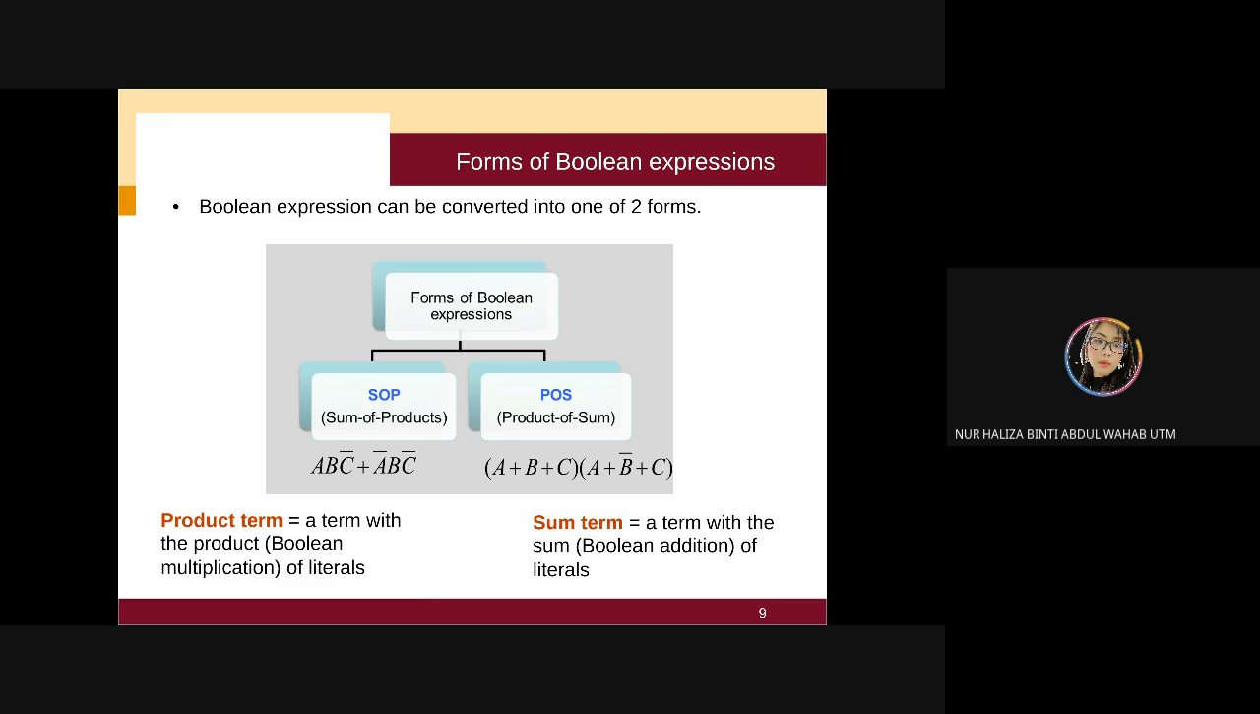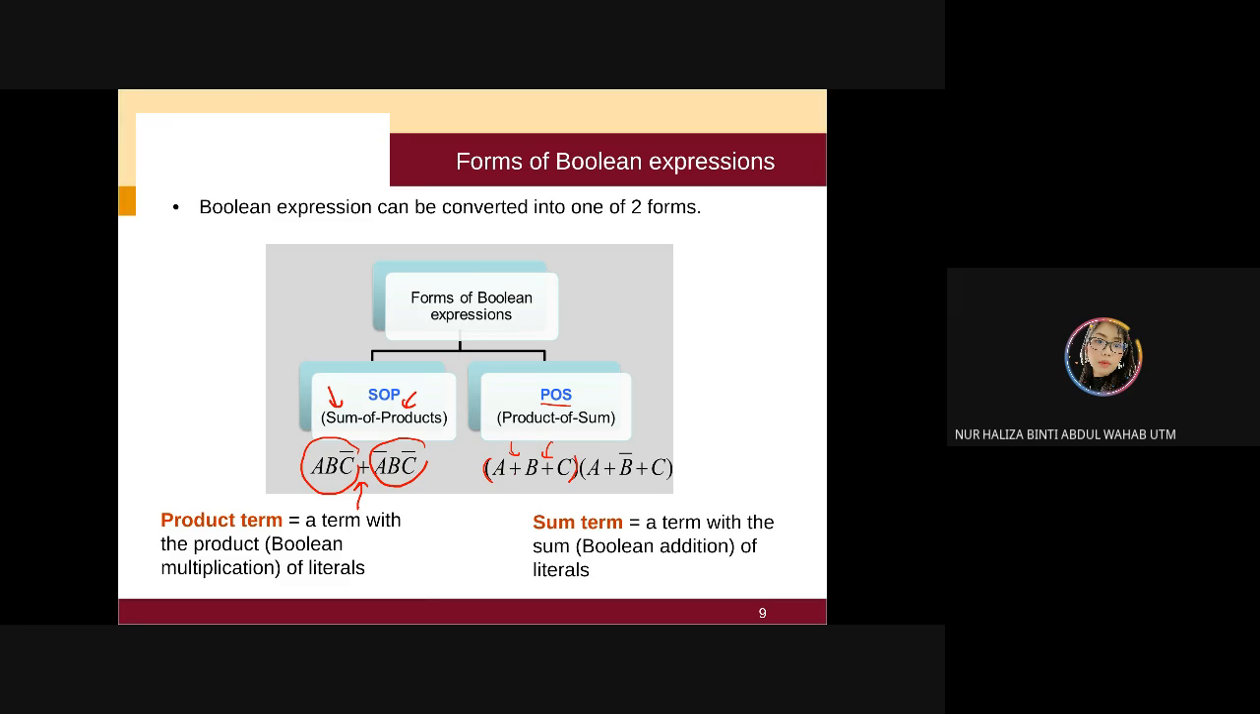Okay, what is the meaning of SOP? SOP means sum of products. That's why you can see you have a product, you sum. Sum, which is you add the product. And another one more thing is POS. What is POS? This is your product of sum. You can see.